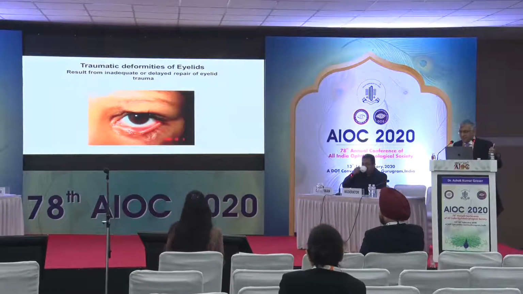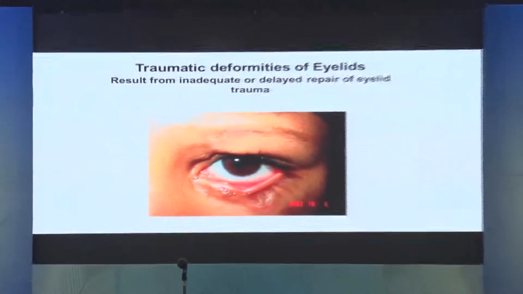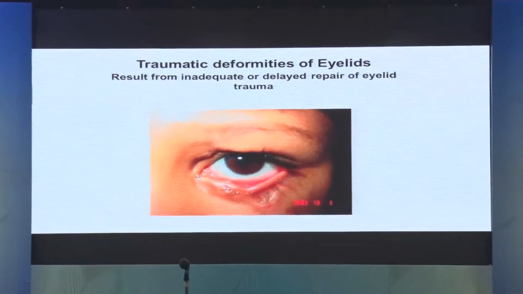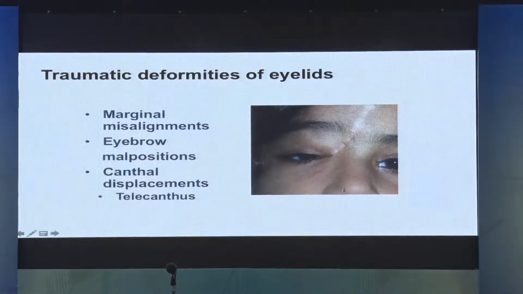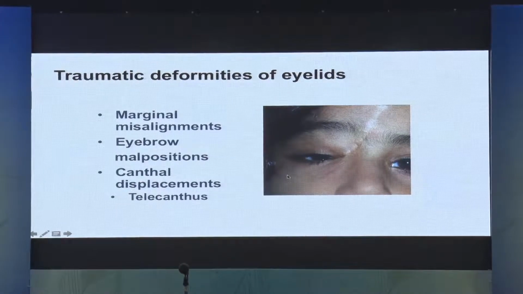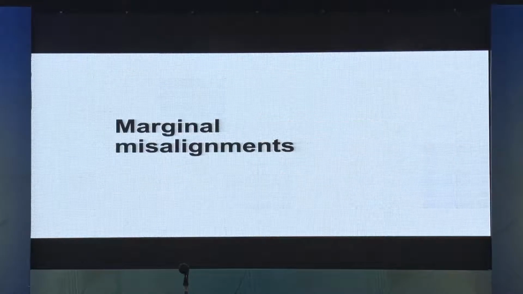speak at this forum. Traumatic deformities of the eyelids normally result from inadequate or a delayed repair of eyelid trauma. And the various deformities that can occur include the marginal misalignments, malpositions of the eyebrow, canthal displacements, traumatic ptosis, eyelid defects, cicatricial ectropion, and many more.